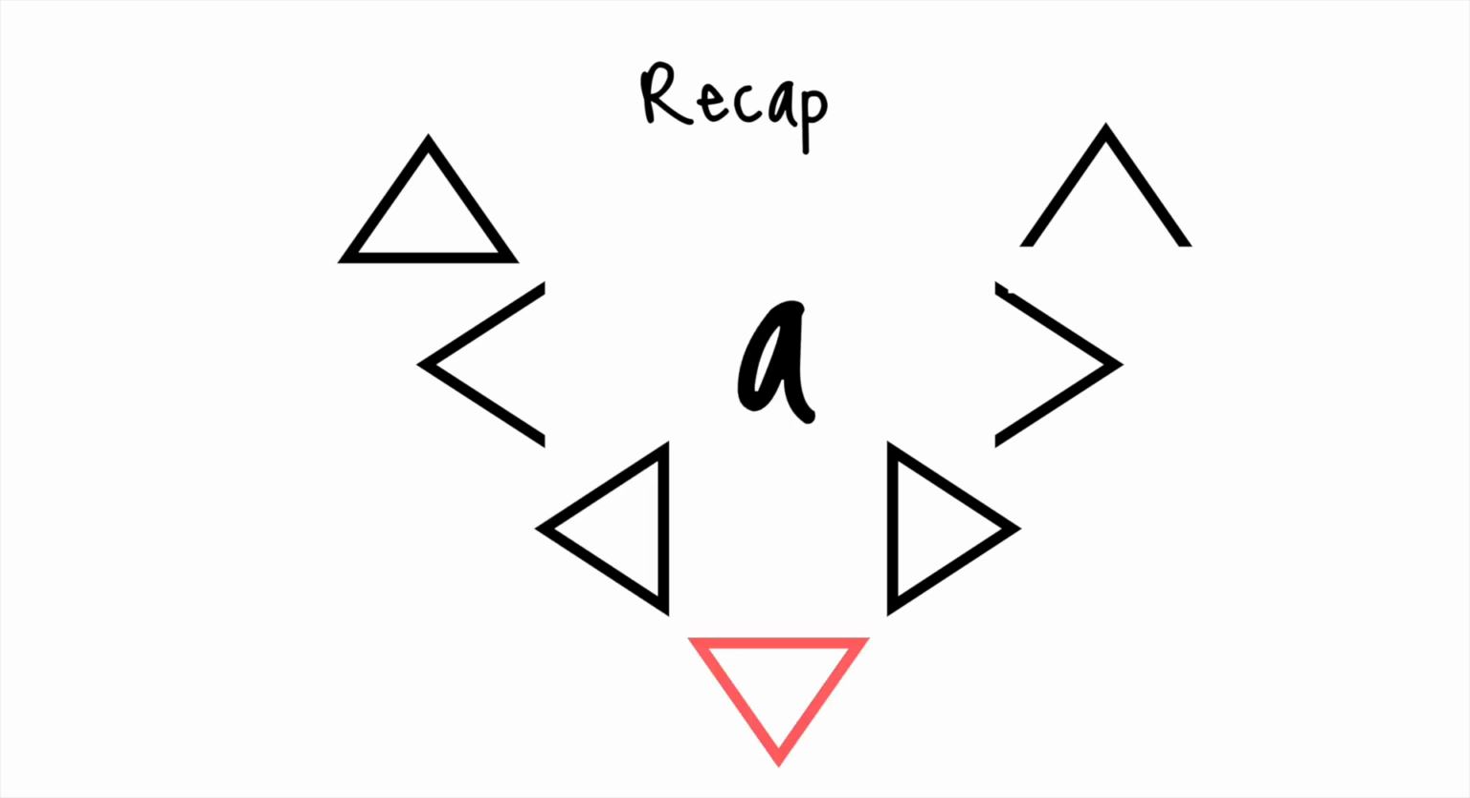The closed triangle pointing downward makes an A vowel. The closed triangle pointing right makes an O vowel. The open triangle pointing right makes an OO vowel. And the open triangle pointing upward makes a U vowel.